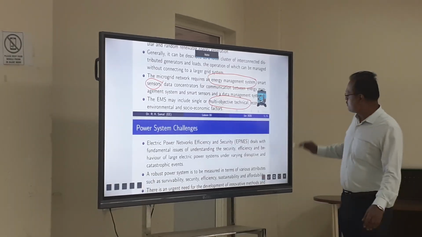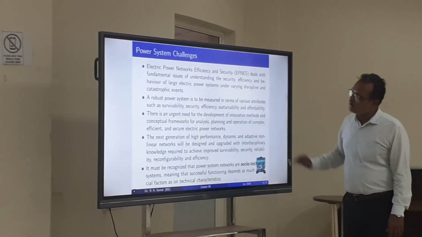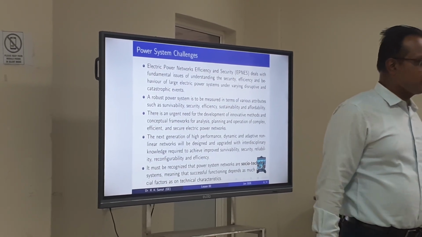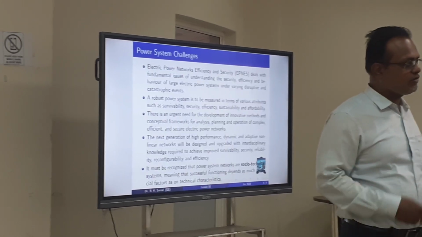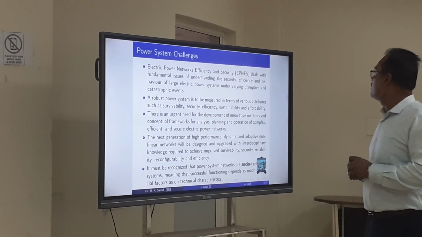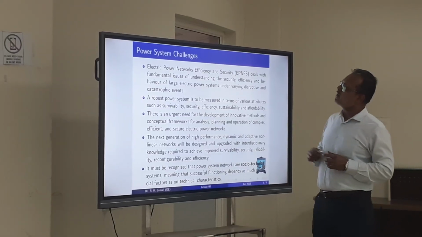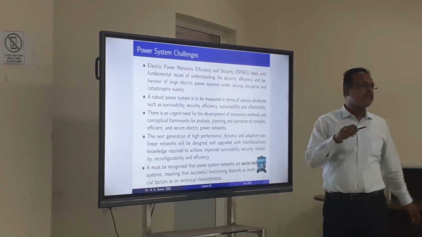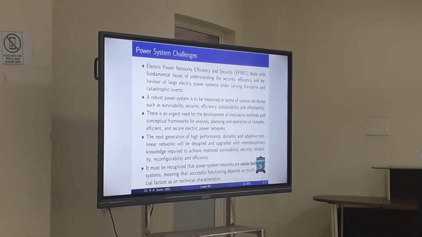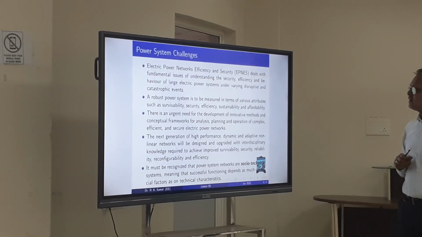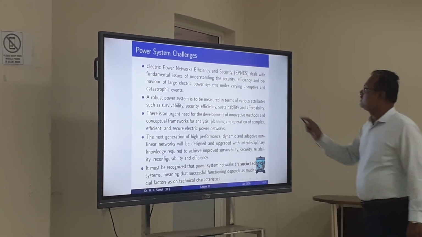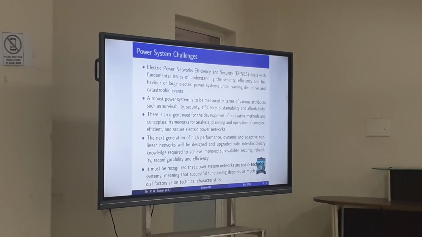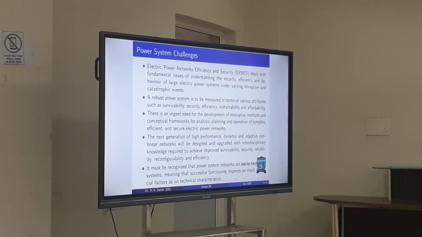So what are the various challenges of the power system? After studying PSOC, if you happen to join some PSU or work in some sector in the power system, what are the various challenges? Electric power network efficiency and security deals with fundamental issues of understanding the security, mostly whether the generation will supply the demand or not, that's security. Efficiency is how exactly it provides that, and behavior under disruptive and catastrophic events. Whenever there is a natural disaster or a cyber attack, how is the power system going to handle that?